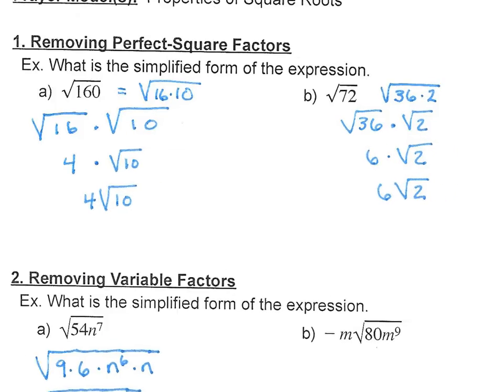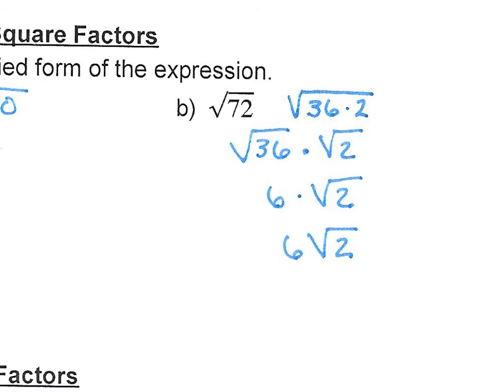So as we go on, the next example is 72, and I'm looking for the largest perfect square that will go into 72, and that would be 36. So 72 is the same thing as 36 times 2, so I can find the square root of 36 times the square root of 2. And again, I can solve for the square root of 36, and that's 6. I can't do the square root of 2, so I end up with just 6 times the square root of 2. So I've simplified these expressions.